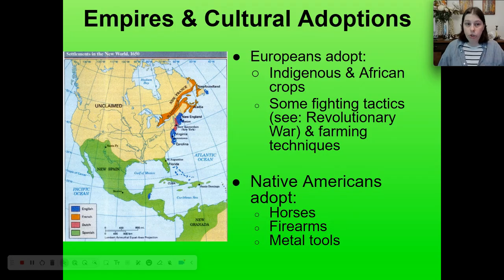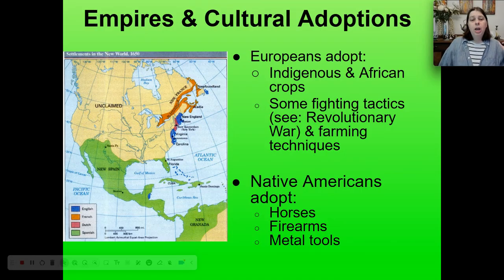They had previously chased buffalo on foot. They had used sled dogs to migrate and carry themselves and their household goods. But now with these horses that are breeding on the plains, they're able to tame them and become a really dominant warrior culture. Again, even before European settlement actually arrives in the region.